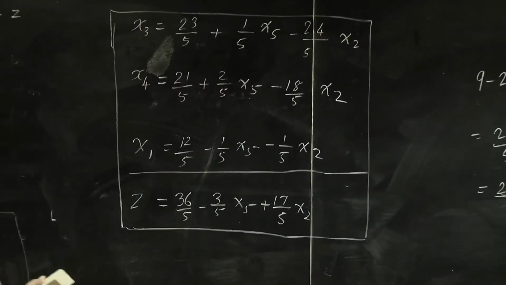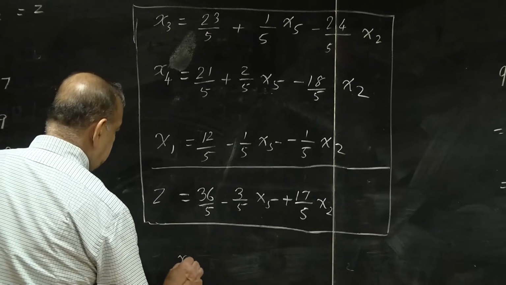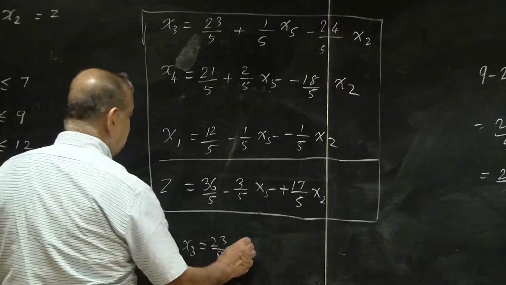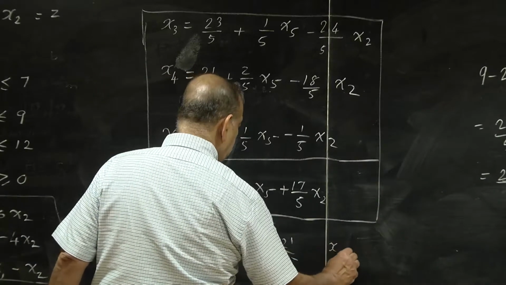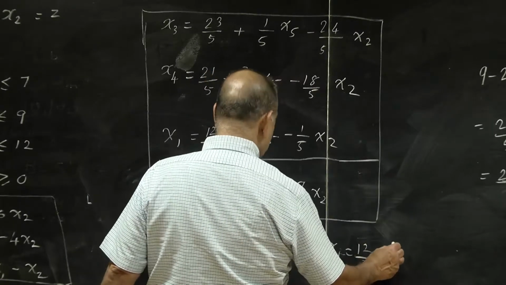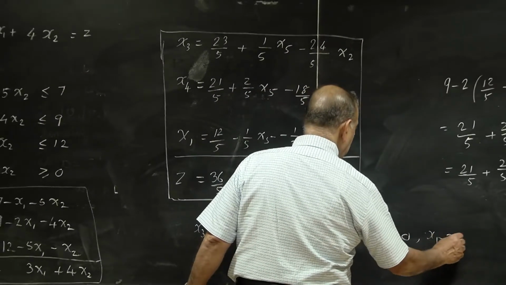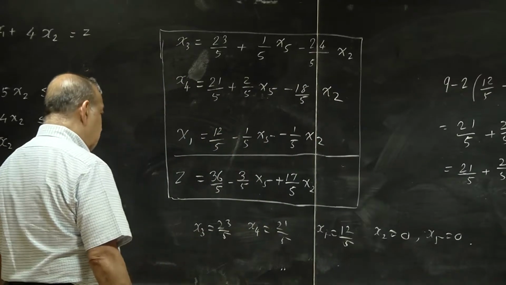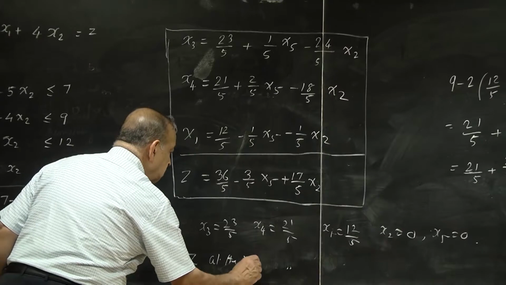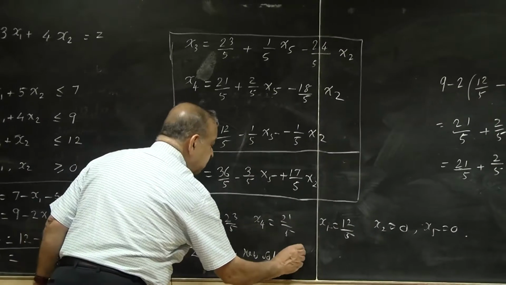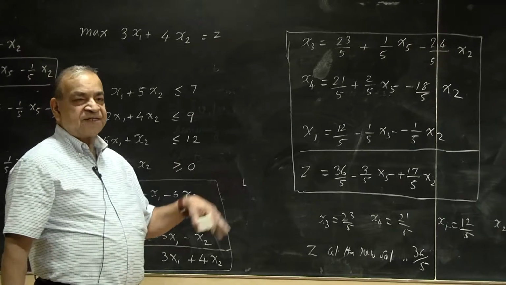When I write like this, the dictionary tells the current solution: put all the variables on the right as 0 and what you get is the current solution. So the current solution is, for example, x3 is 23 over 5, x4 is 21 over 5, x1 is 12 over 5, x2 is 0, and x5 is 0. So the current value of z at the new solution, you put 0, 0, then you get z equals 36 over 5. The value of the objective function has improved from 0 to 36 over 5.